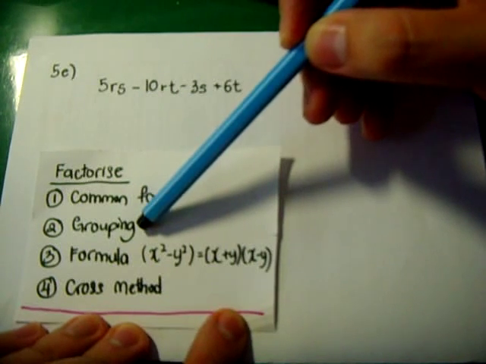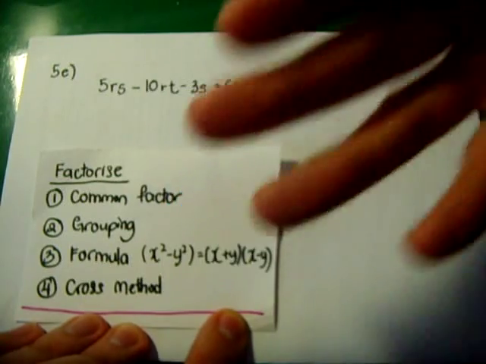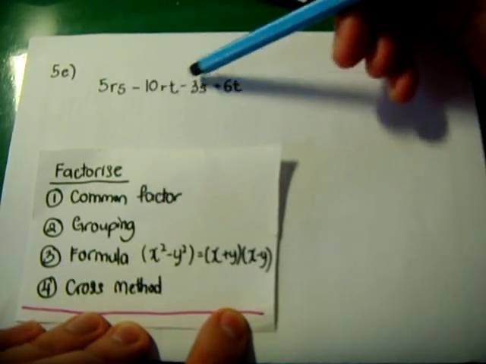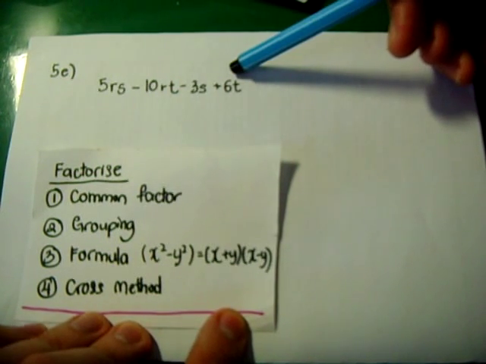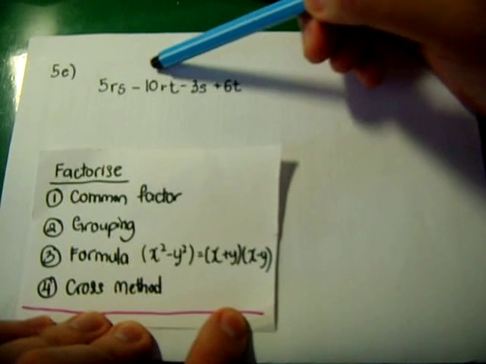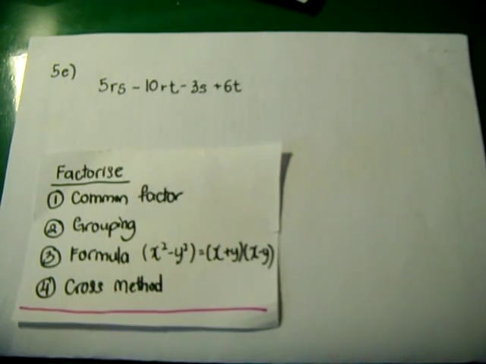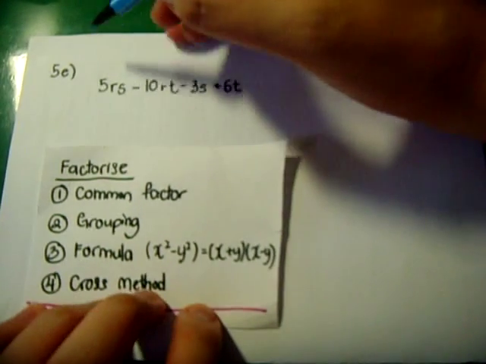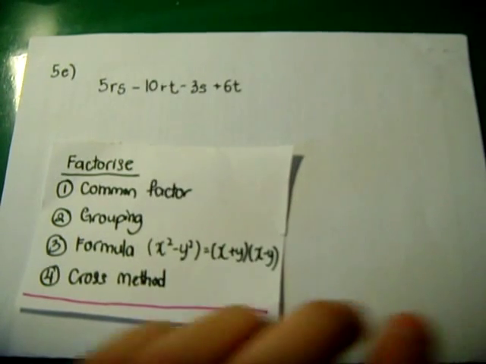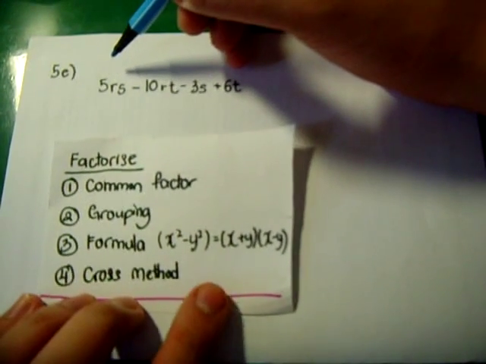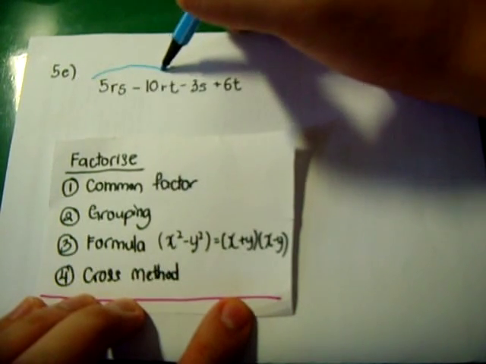Can we use grouping? How many terms do we need if we want to do grouping? We need at least 4. 1, 2, 3, 4. Then I can do grouping. So how do I do grouping? Good question. Grouping means I need to group them together 2 by 2. So let us look at this one first.